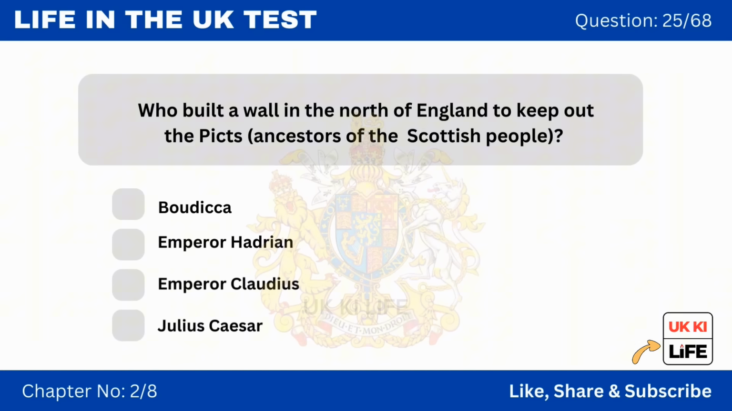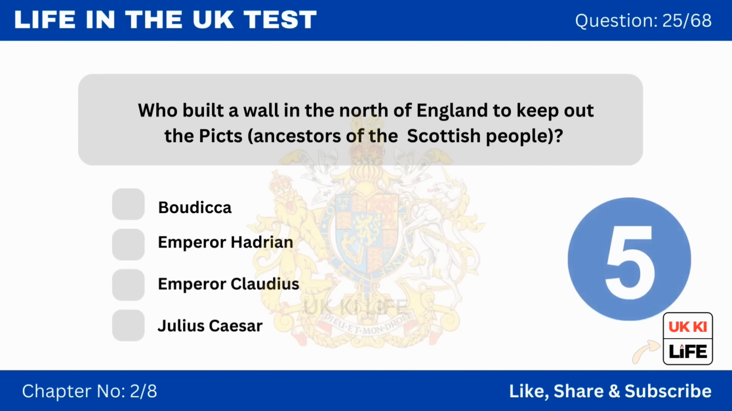Question 25. Who built a wall in the north of England to keep out the Picts, ancestors of the Scottish people? Boudicca, Emperor Hadrian, Emperor Claudius, Julius Caesar.